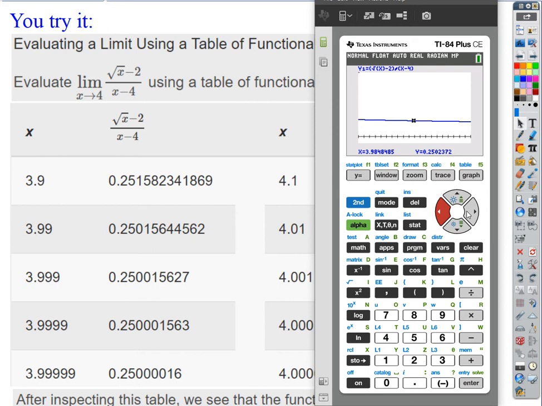Notice what happens to the y value when he steps on 4. It disappears. How come? Because there's nothing there. So that's the calculator's way of telling you that the function is not defined at 4. Okay? Here's another little trick though.